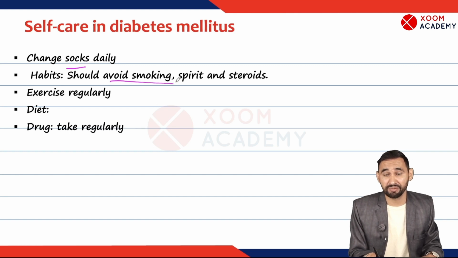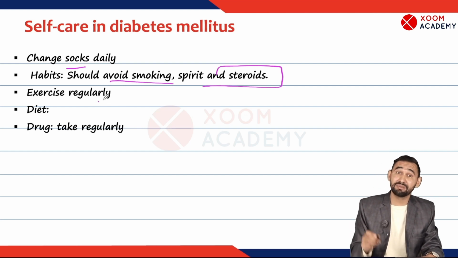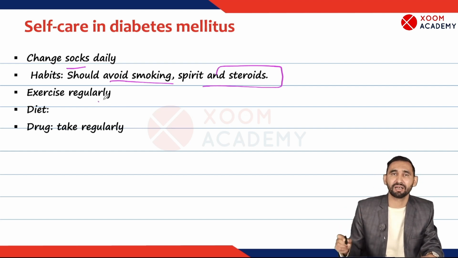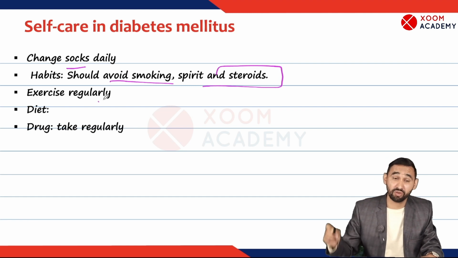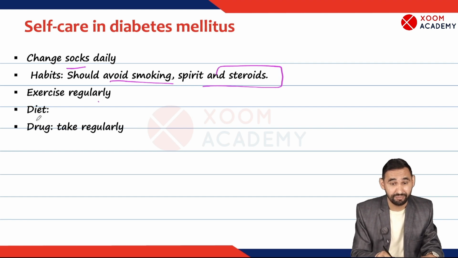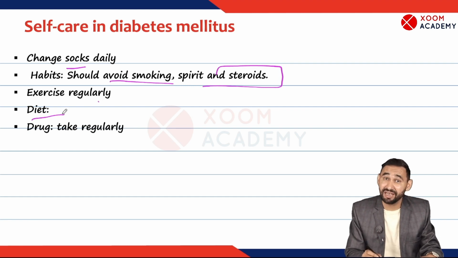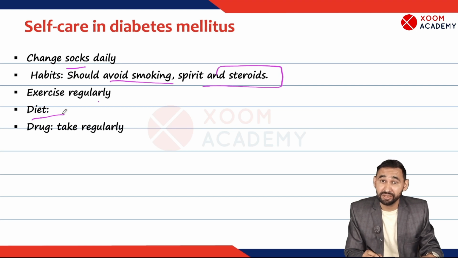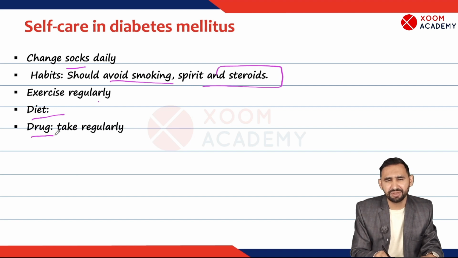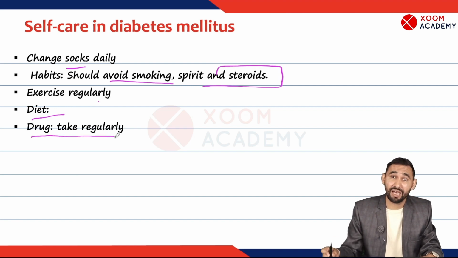He should avoid smoking, spirits and steroids. Steroids can increase blood sugar level. He should exercise regularly, especially a 20 to 30 minute brisk walk for 5 days a week. It should be mandatory. It's important in reducing blood glucose levels. Diet. Balanced diet. A diet which contains less glucose. He should avoid juices. He should avoid sugar. And he or she should take the drug regularly, oral hypoglycemic or insulin. There should be regular intake of drugs to maintain blood sugar levels to avoid complications.